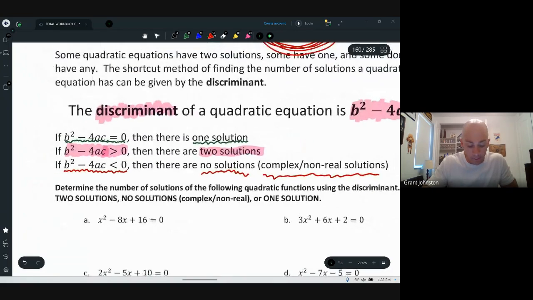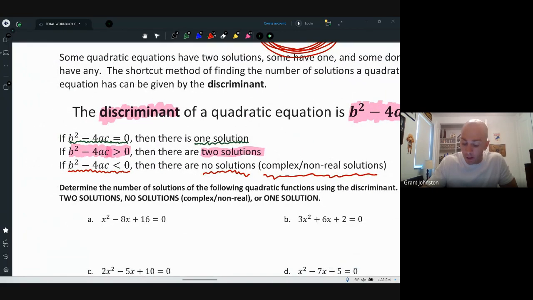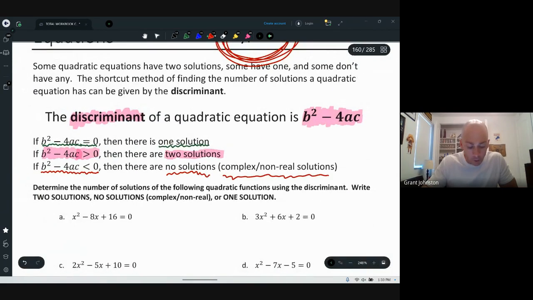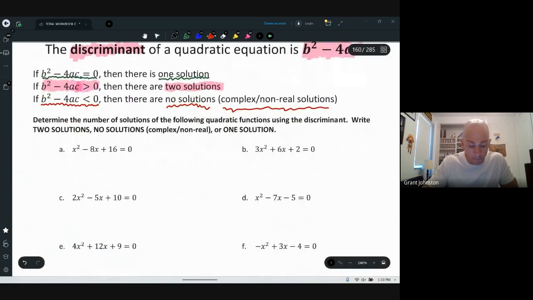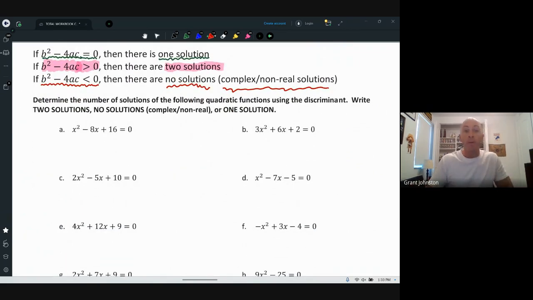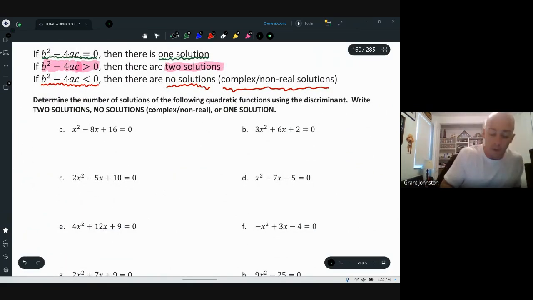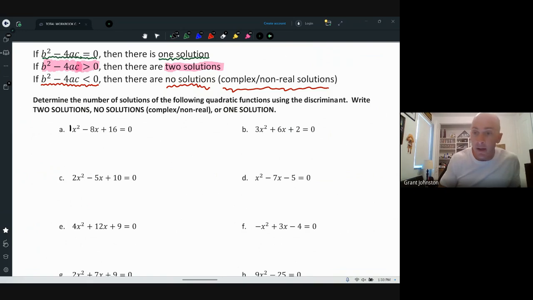So here we go. It says determine the number of solutions to the following quadratic functions using the discriminant. Write two solutions, no solutions, or one solution. Okay, so we're going to do b squared minus 4ac. On this particular problem, a is 1, b is -8, and c is 16. So I'm going to do -8 squared minus 4 times 1 times 16.